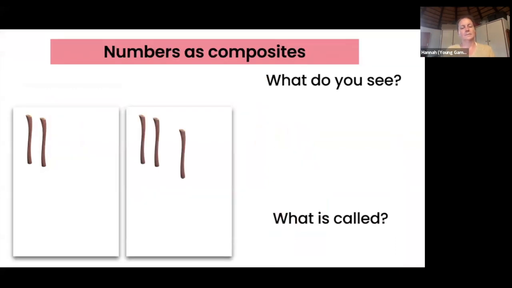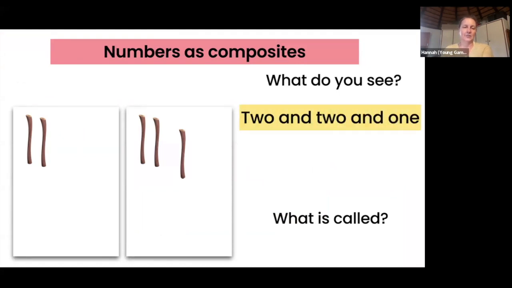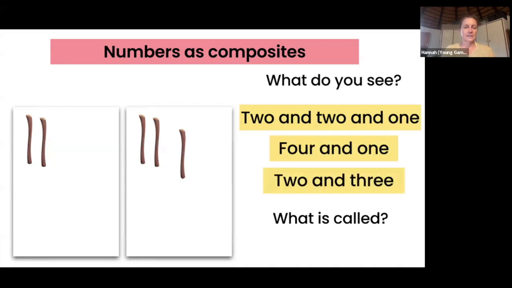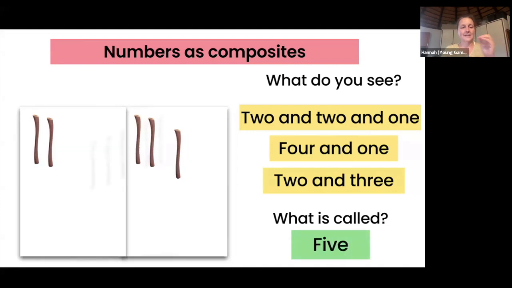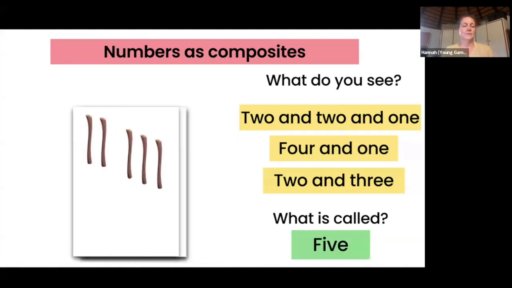Now you can have a look, and it's not a very easy forum to interact on. I prefer workshops because then I can ask, what do you see? And I can't really do that, yeah? But if I ask you, what do you see? You can see 2 and 2 and 1. Or some people might say, I see 2 and 3. So 2 and 2 and 1, because the groups are naturally like that, or 2 groups of 2 and 1, or 4 and 1 even. And what it's called is it's called 5. 5 is the name.